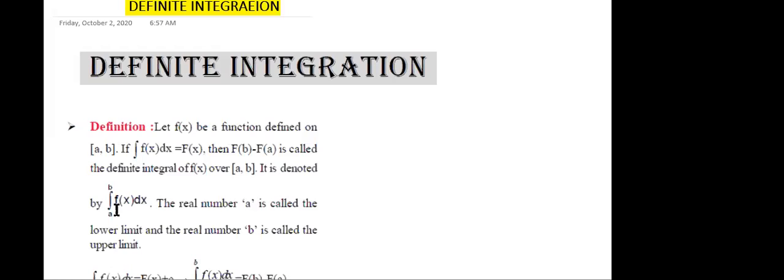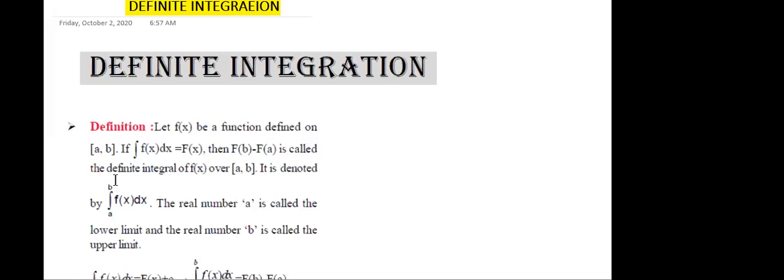a is called the lower limit and b is called the upper limit. a and b are real numbers only. So here we have a function in the interval a comma b, and we are going to find the value of integration f of x dx. That is F of b minus F of a, which is called definite integration.